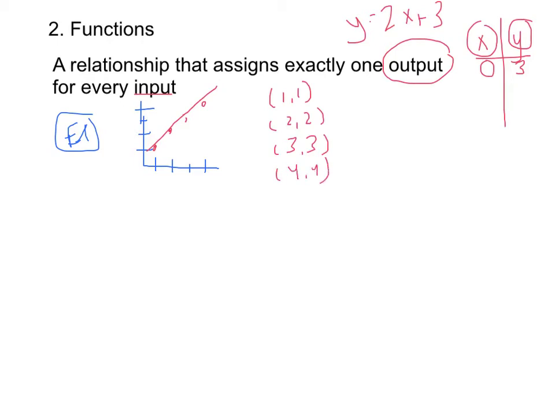So if I look back at the definition of a function that assigns exactly one output, again, here these are my outputs for every input. So I have exactly one number for every input. So yes, this would be a function.